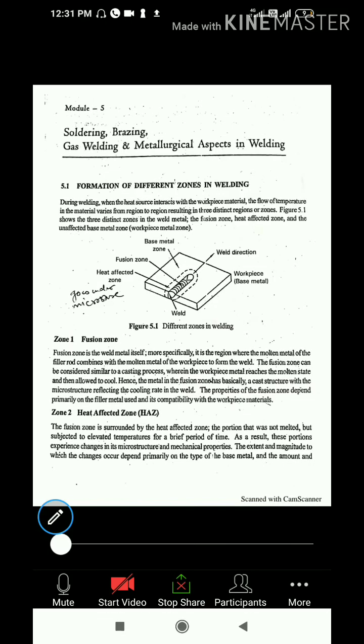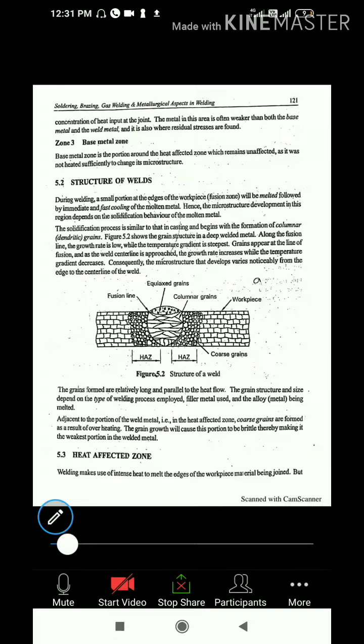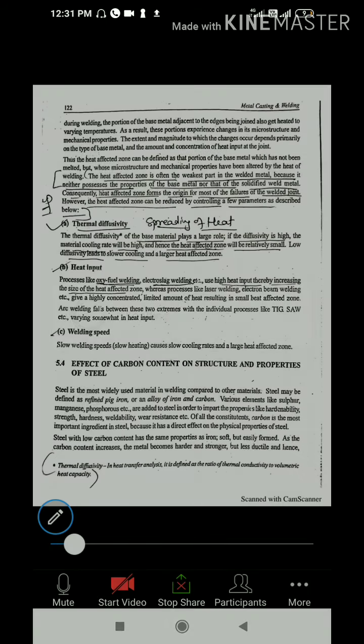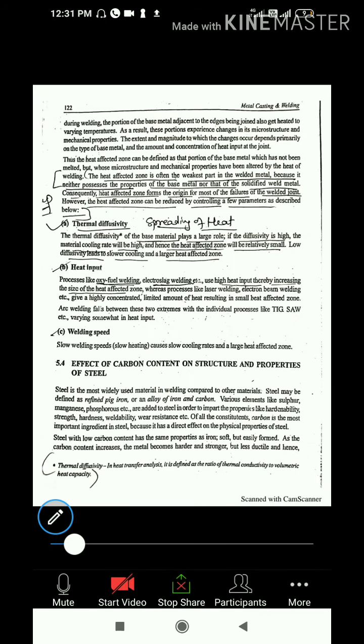Okay, so in the previous classes we have studied the formation of the different zones in welding: the fusion zone, the heat affected zone, then the base metal zone, the structure of the welds, and the heat affected zone parameters which have to be controlled, that are the thermal diffusivity, heat input and the welding speed.